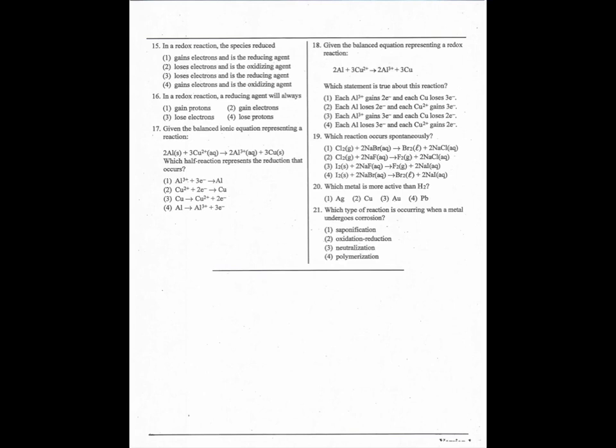Number 15 on page 2. In a redox reaction, the species reduced gains electrons. So gaining electrons, reduction. So when you're being reduced, you're the oxidizing agent because you're helping someone else be oxidized. By gaining electrons, you take those electrons from someone else that loses it, so you're an agent of someone losing, okay? If you could think of it that way. Number 16, a reducing agent will always gain electrons. No, sorry. Reducing agent gets oxidized, so you're losing electrons.